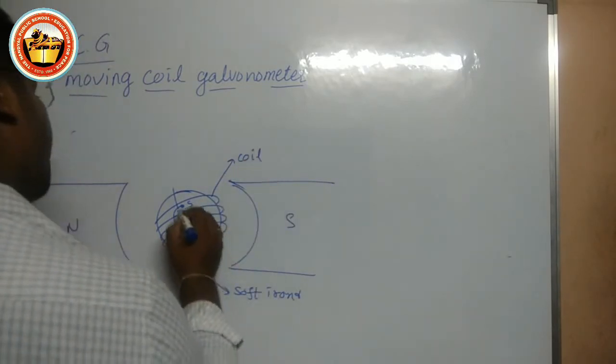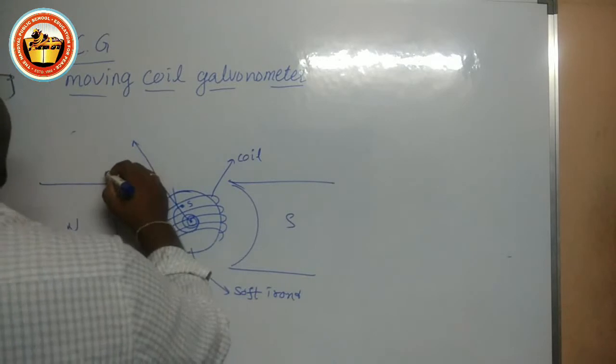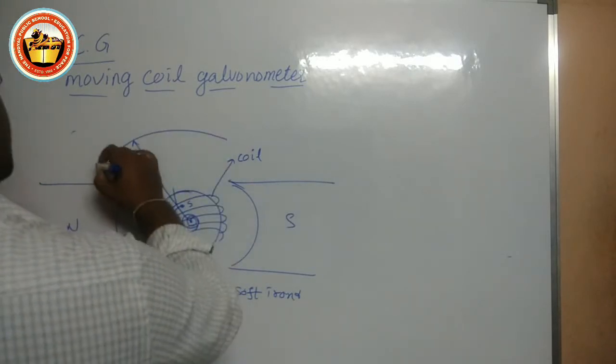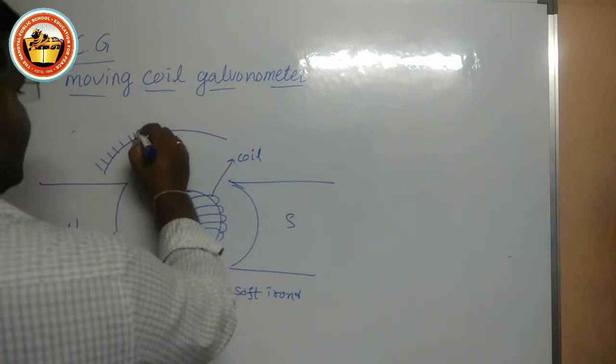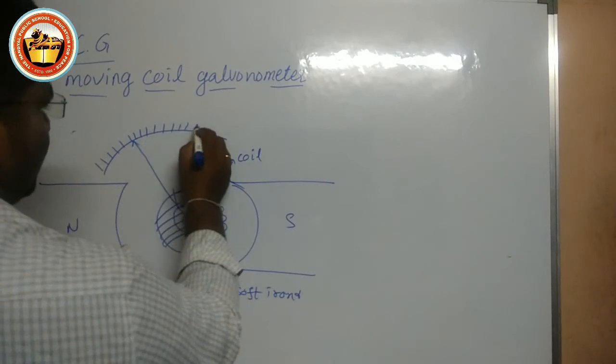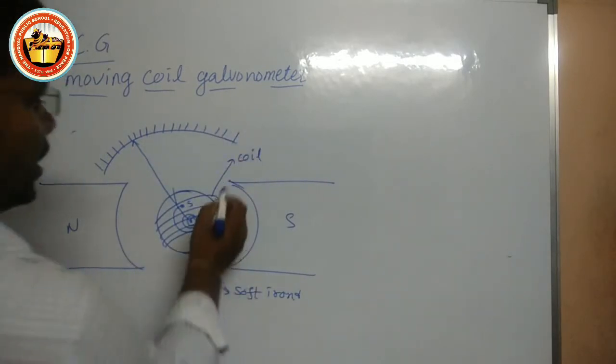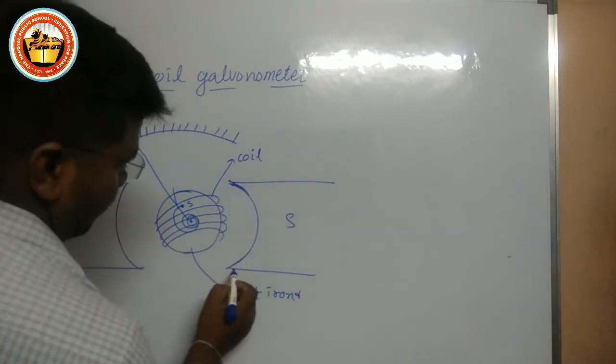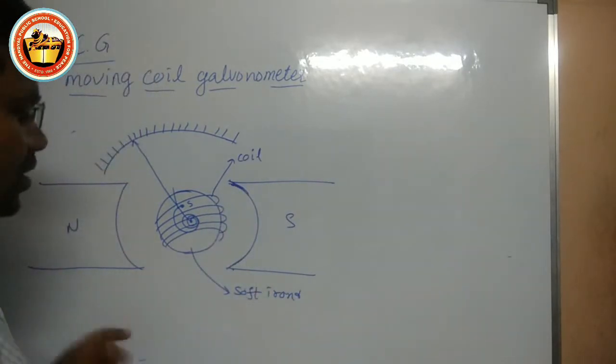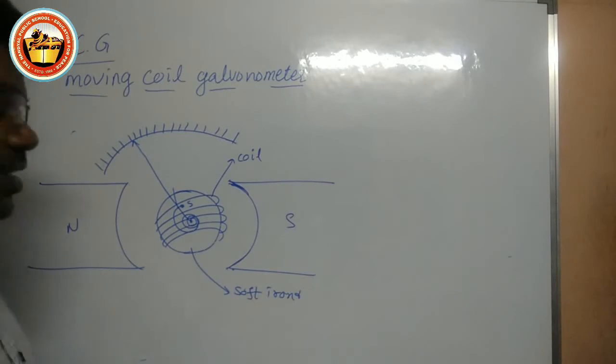Here we can take one pointer. This pointer gives the reading. This pointer will give the reading of an ammeter or voltmeter. So any voltmeter or ammeter, that is a moving coil galvanometer. Understand? Here this is soft iron, this is spring, this is coil, this is soft iron.